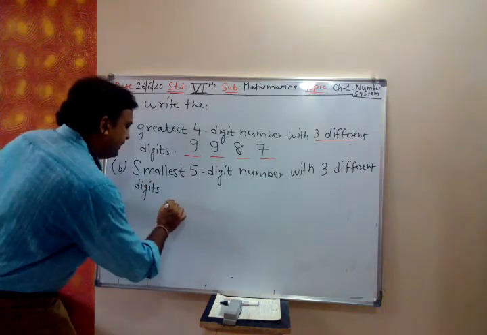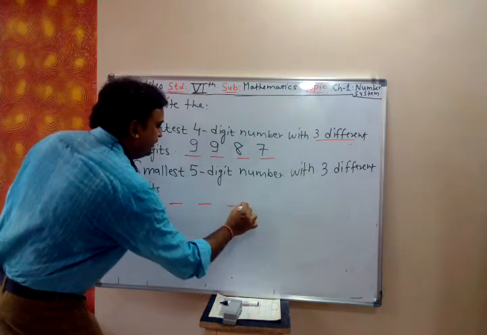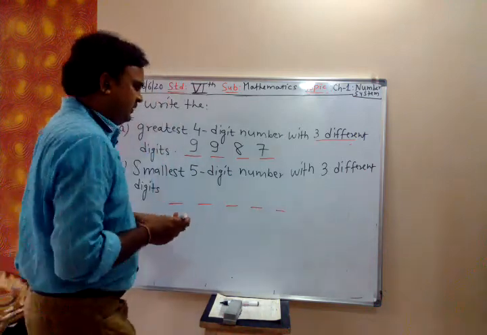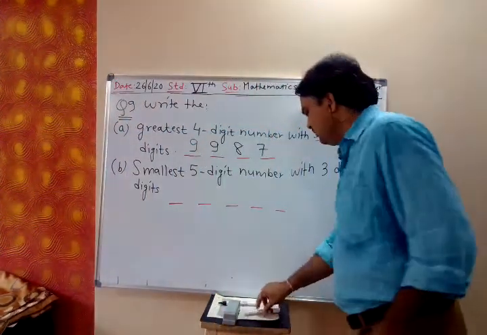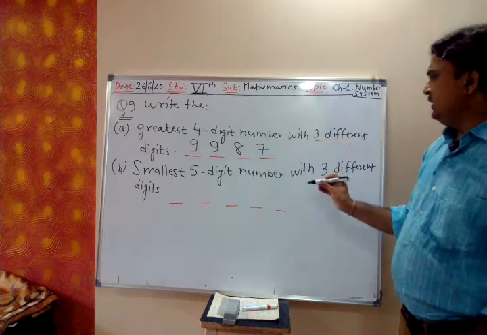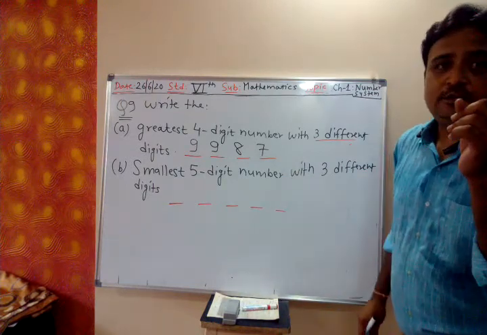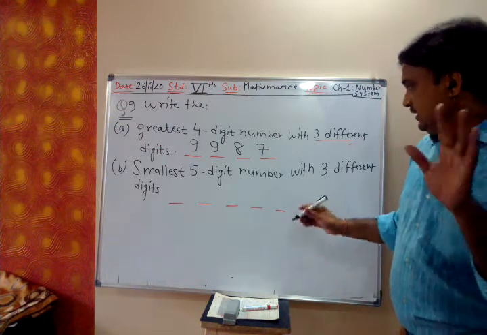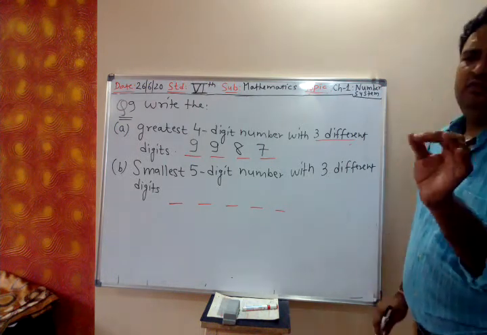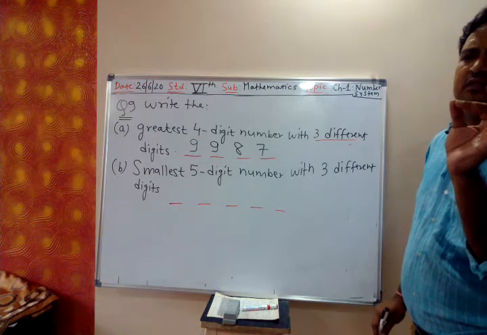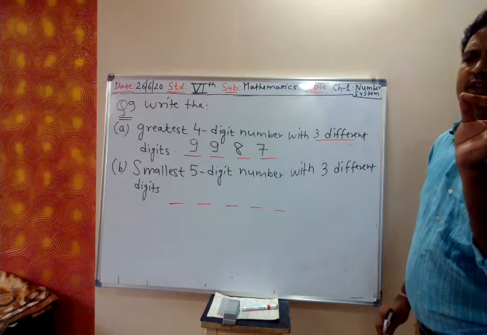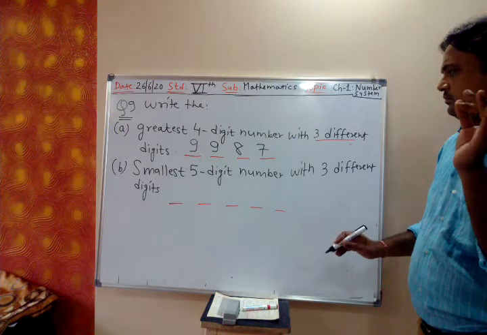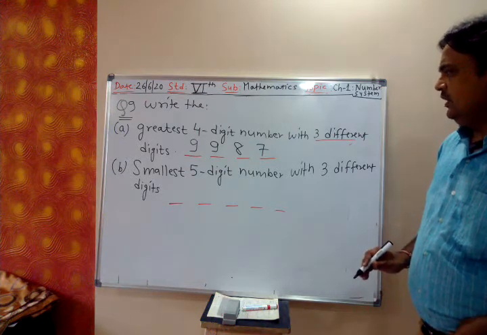Smallest 5-digit number. 1, 2, 3, 4, 5. Wait. So now it is the smallest 5-digit number. What is the? Yes. Wait. Please mute the. What?